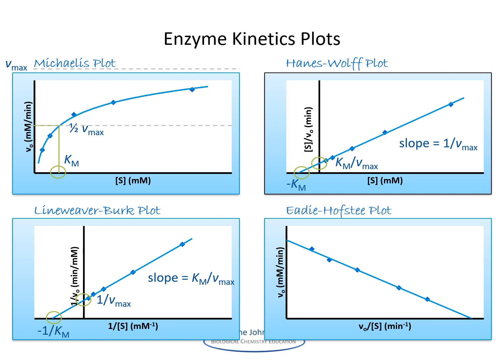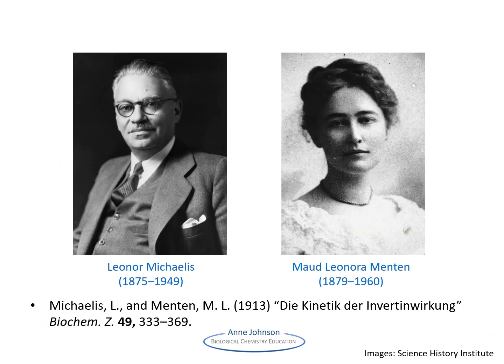The Eadie-Hofstee plot is V0 plotted as a function of V0 over S. Here, the y-intercept is Vmax, the slope is -Km, and the x-intercept is Vmax over Km. While this plot is considered to be more accurate than the Lineweaver-Burk plot, it tends to make even good data look worse. Before we leave this section of enzyme kinetics, let's have a little look at history.